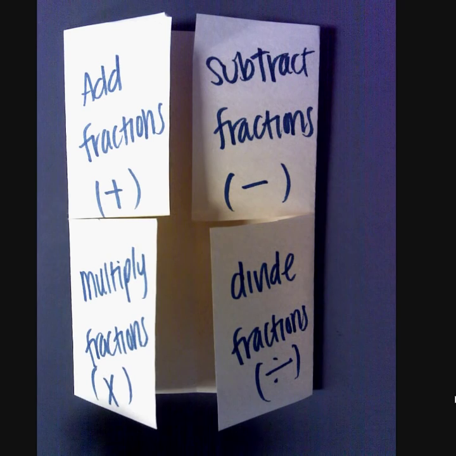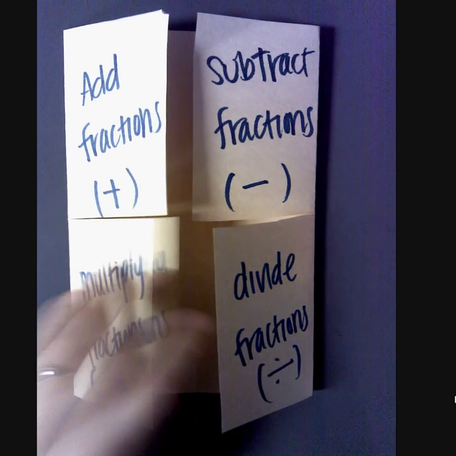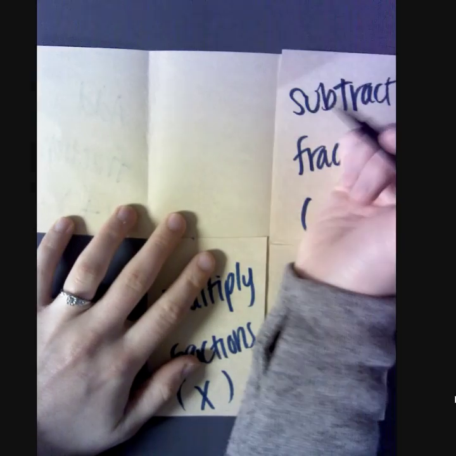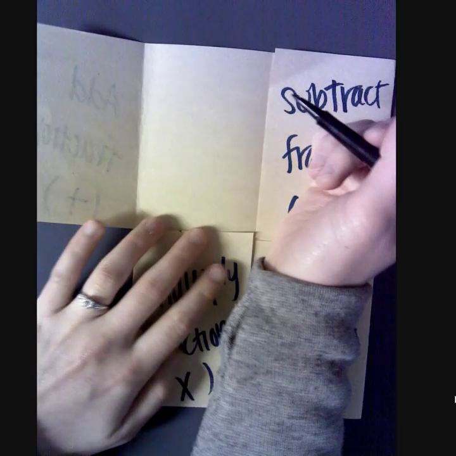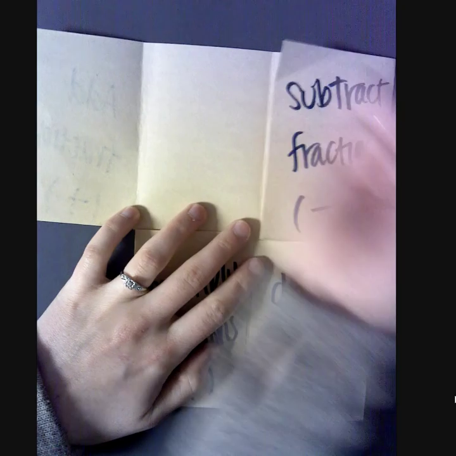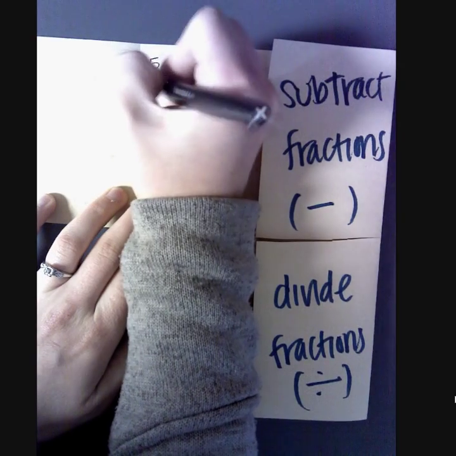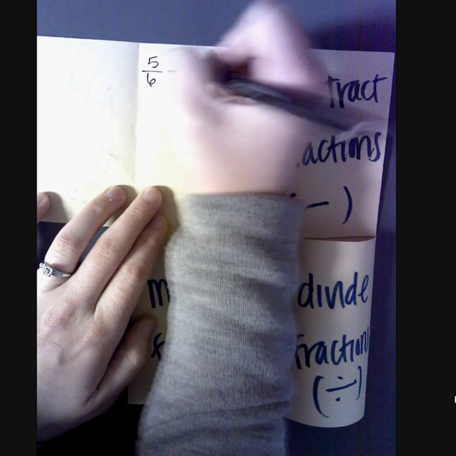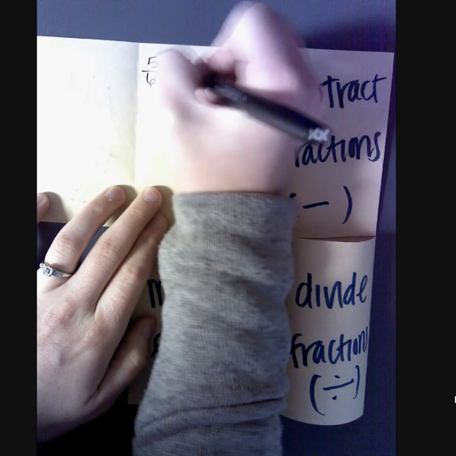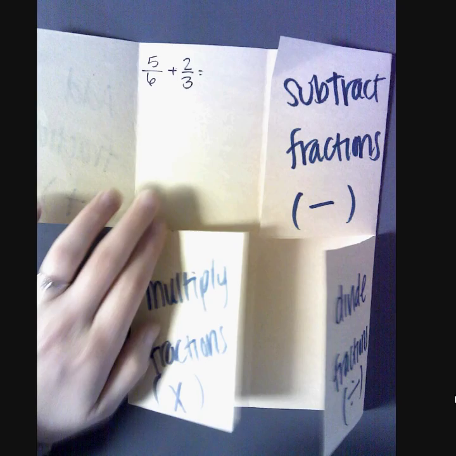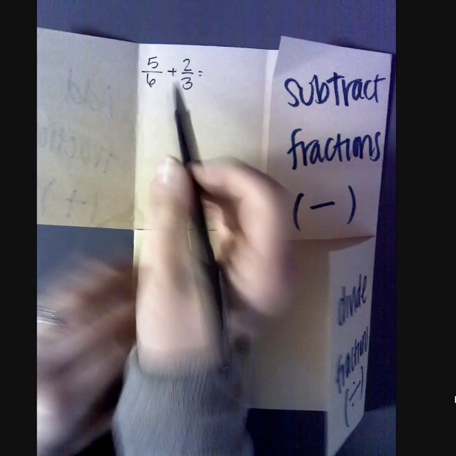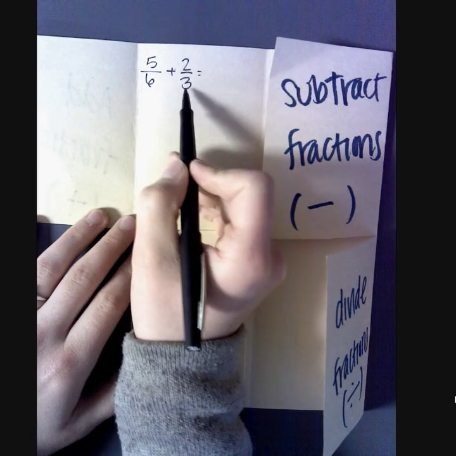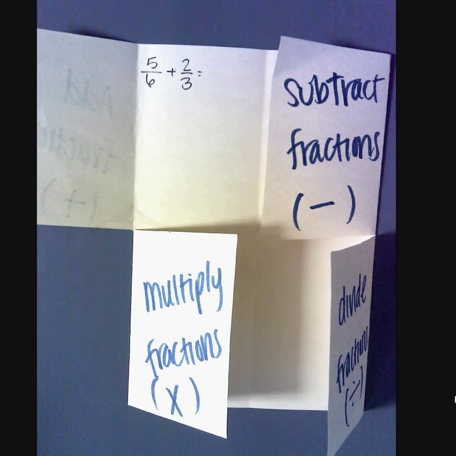Okay, so to get started, let's talk about adding fractions, adding and subtracting. Okay, so open up on adding, and I'm just going to give you a quick example, and we'll go from there. Okay, let's use 5 over 6 plus 2 over 3, and we're going to add those up. So right now we need to notice that there's a problem. We have 6 and 3, and those do not have the same denominator.